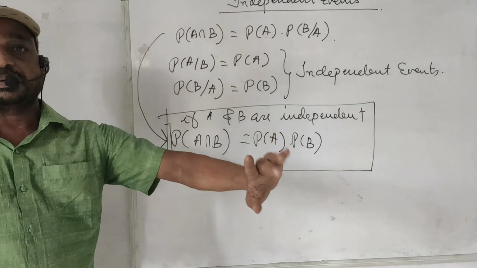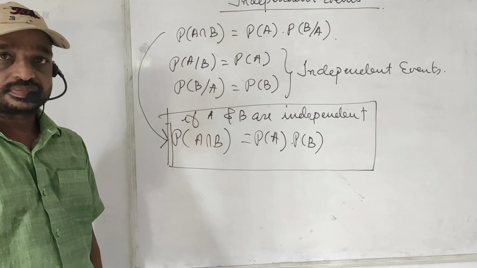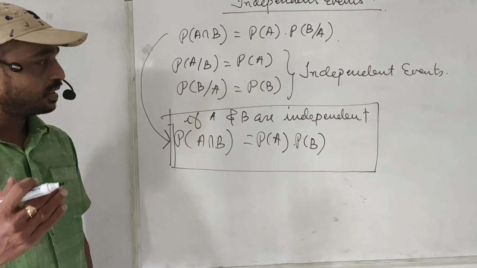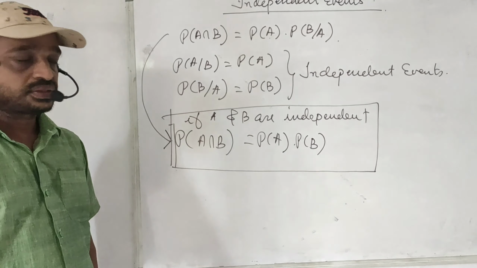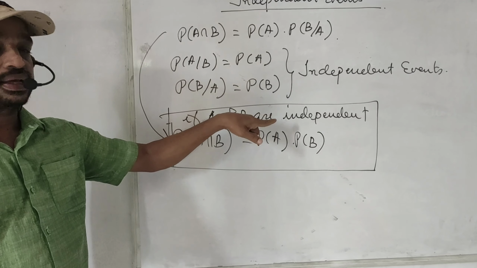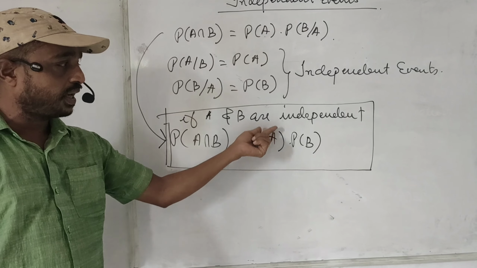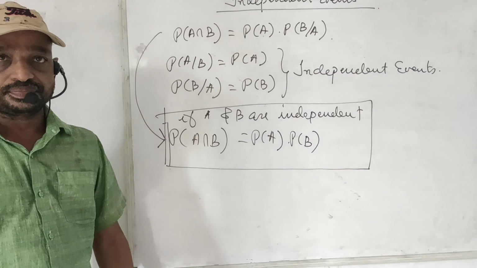Otherwise they are called dependent events. If this condition is not satisfied, they are called dependent events. So if A and B are independent, then what is the condition? P of A intersection B is equal to P of A into P of B.